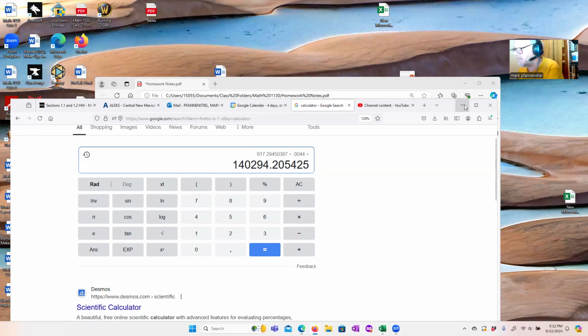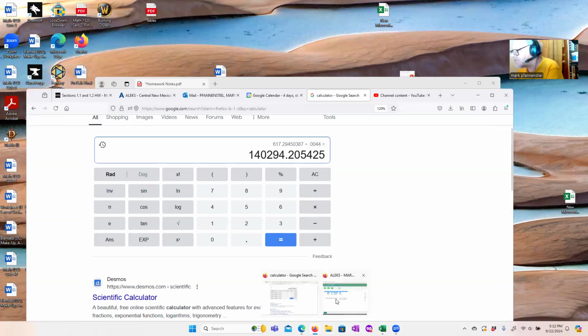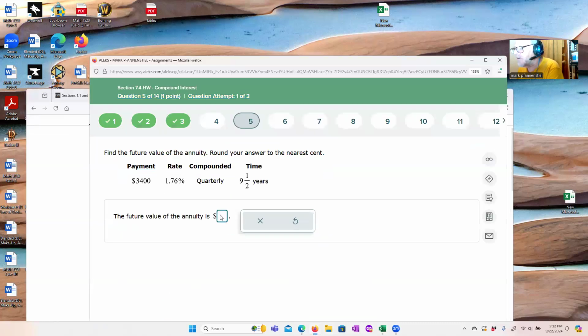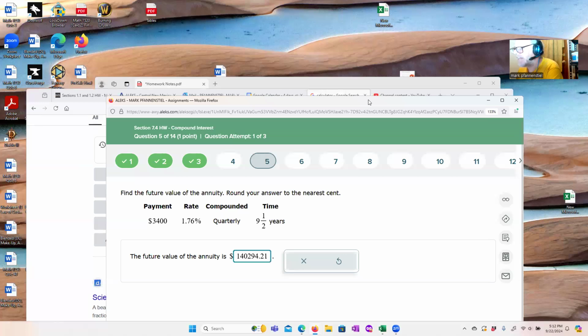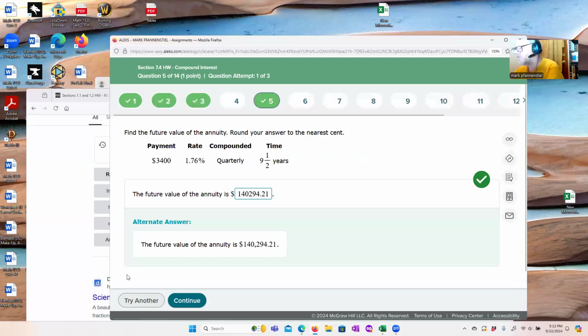So let me stop keeping you in suspense here. I wrote down my number. Let's go ahead and go back to Alex. We're going to say the annuity is 140,294.21. Go ahead and say check as soon as I can see the whole screen. Check. Fingers are crossed. Hooray. We'll go on to the next one.